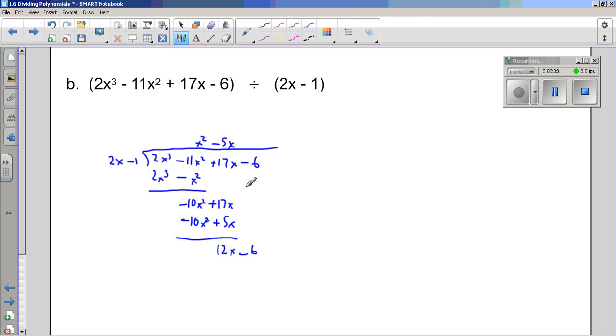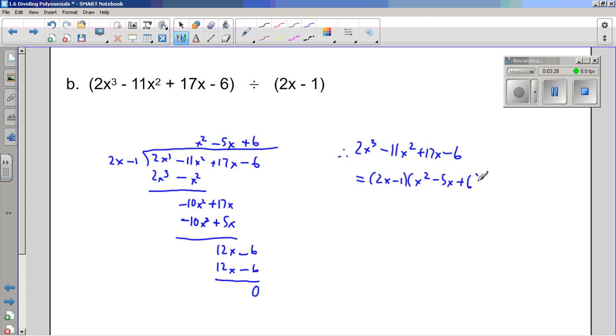And what number will I multiply by 2x to give me 12x? Well, I see positive 6. 6 times 2x is 12x. 6 times minus 1 is minus 6. And when I subtract, something wonderful happens. I get a remainder of 0. And so then I would say, therefore, if I wanted to, my polynomial, and I'm going to erase that just so it looks nicer, 2x cubed minus 11x squared plus 17x minus 6, that's equal to my divisor times my quotient.